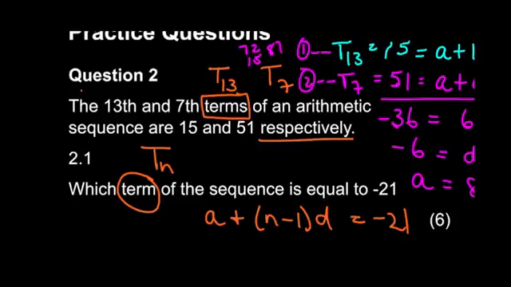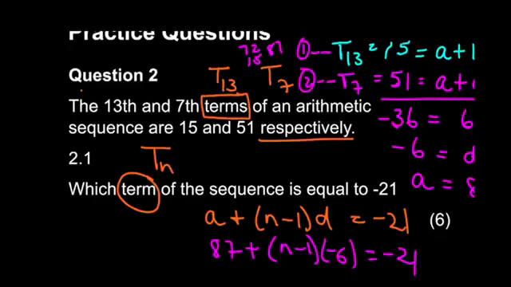Yeah, because the difference is minus 6, so you start with a high number and then you decrease it. So now I can come and find out what n is, because I've got a as 87, I've got n minus 1, which I want to find out, and I've got this one as minus 6 is equal to minus 21. And in that way, I can now solve for n and determine which term would be minus 21.